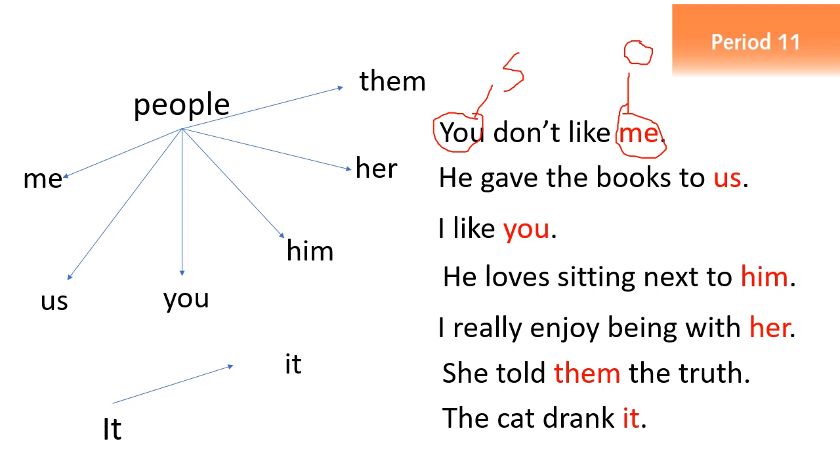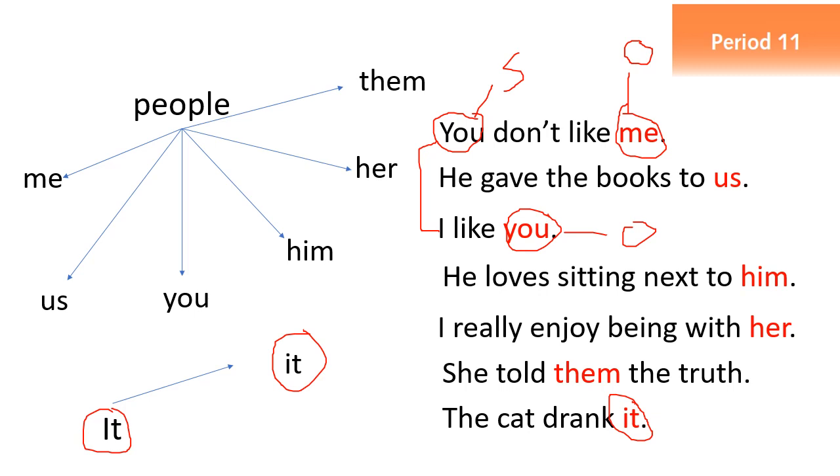لأنه وقع عليها الفعل. Now please look carefully. Compare between you and you here. You don't like me, and here I like you. So object here, you is object. So remember, the pronoun you can be used as object and can be used as subject, just like the pronoun it. Okay, remember that the pronoun it can be used as subject and can be used as object.